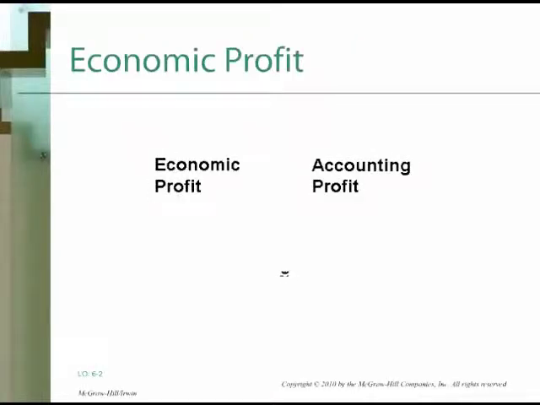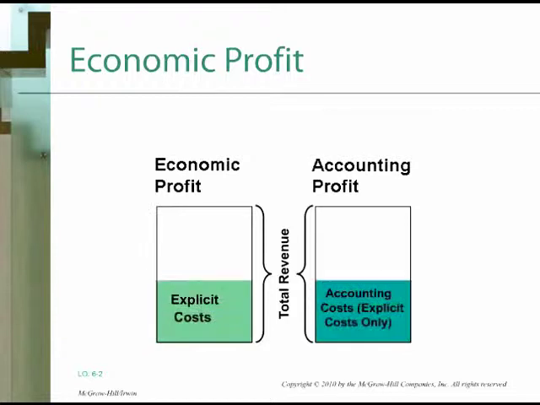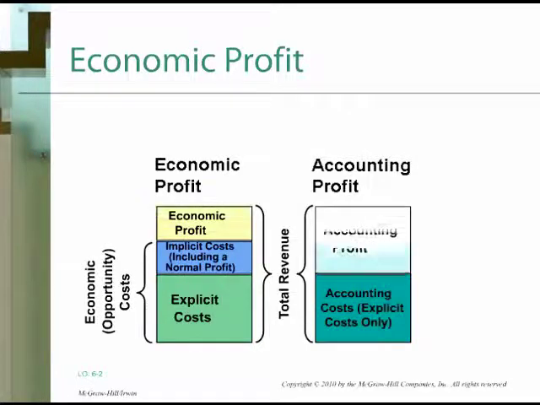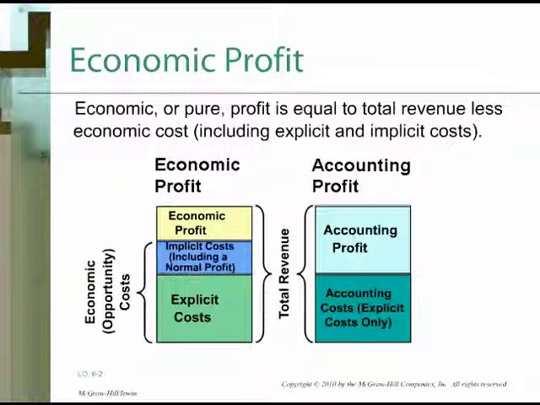We are ready now to define economic profit. Economic, or pure profit, is equal to total revenue less economic cost, including explicit and implicit costs. Contrast it to the accounting profit. In a more familiar explanation, accounting profit is the difference between total revenue and accounting costs that include only explicit costs. Economic profit, on the other hand, is smaller because it excludes implicit costs, of which normal profit is a part.